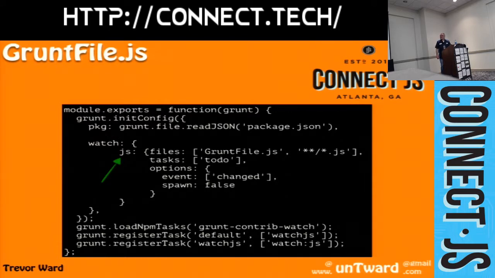Then we set the paths. So, under this, we can have multiple subtasks against watch. For this example, I've got a full demo, a full example later of multiple tasks, but for this one, we're just setting up a JS task so that we can monitor when JavaScript files are changed, per se.